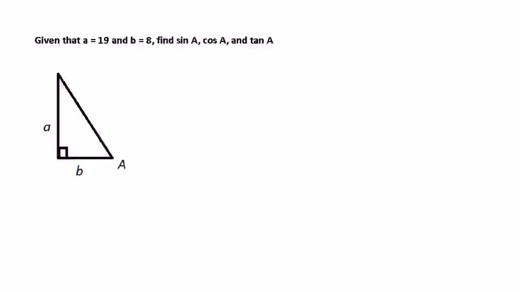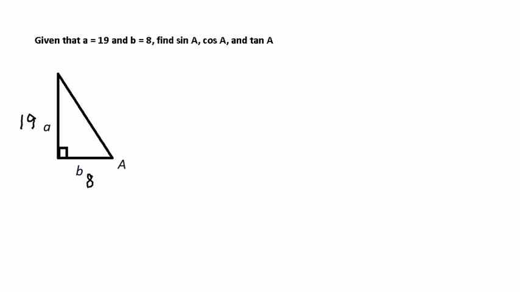So we're going to find the sine, the cosine, and the tangent of angle A. So let's label the lengths of sides A and B. Side A is 19 long, side B is 8 long, and we don't know the third side. So let's find the length of the hypotenuse. We'll use the Pythagorean theorem.